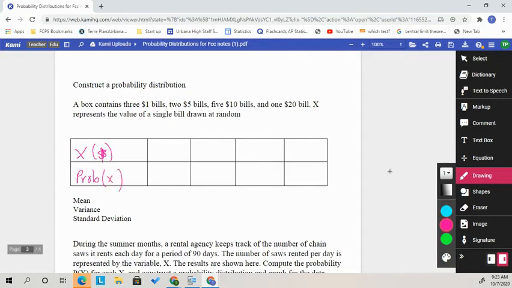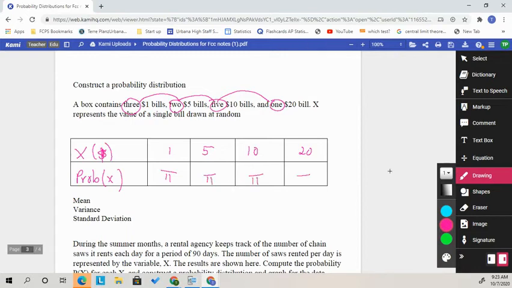All right, so let's look at what happens if we draw something out. We reach in and draw out. We can get a $1, a $5, a $10, or a $20. Let's look at our probabilities of getting one draw of each of those things. So we have 3, 2, 5, and 1. Inside here we have 3 plus 2 is 5, plus 5 is 10, plus 1 is 11. So we have 11 bills inside there.